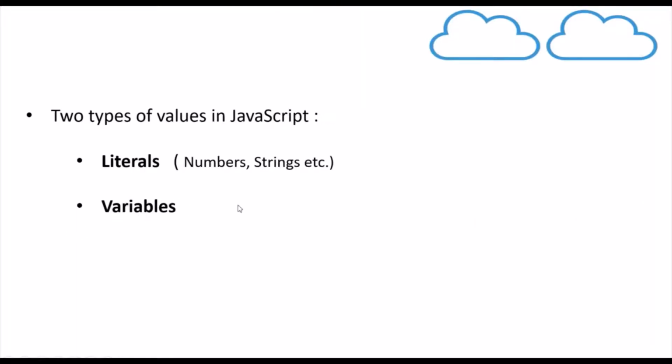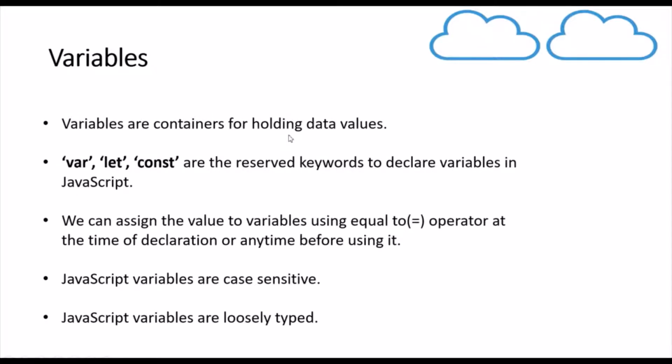Then we have variables. Variables are nothing but containers, or you can say placeholders, for holding data values. In JavaScript, we can declare variables using these three reserved keywords. We can use either var or let or const to declare a variable. We'll see what the significance of using each of them is later. Now we can assign a value to variables using the equal to operator, both at the time of declaration or any time before using that particular variable. If you do not assign any value, then that variable will have undefined as a default value.